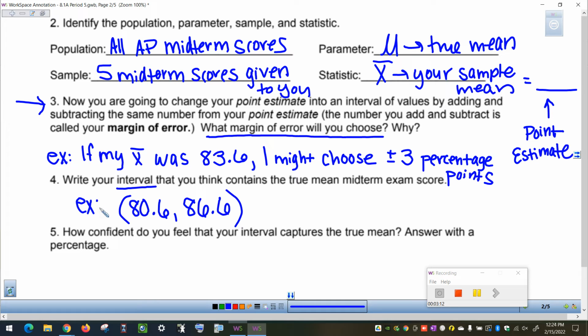Your interval is going to depend on what you decide to do with your group based on all the samples that you've received. Once you determine what that interval is, you're going to go ahead and answer question 5. I want you to answer how confident you feel that your team's interval captures the true mean, and I want you to answer that with a percentage. What percent confident would you be?